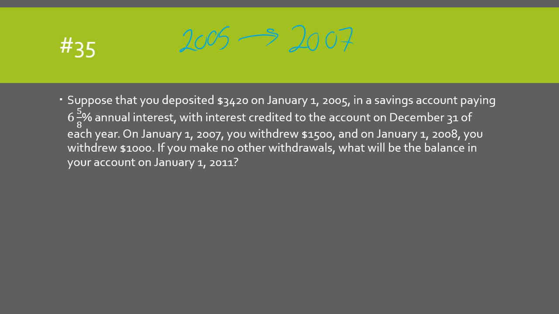So now we're going to use our compound formula. We take our principal and we multiply it by 1 plus the percentage, which would be 0.06625. And then we take it to the power of how many? So the first one would be 2. And after we calculate this, we would square this number first and then multiply by 3,420, and we get $3,888.16. We subtract out our $1,500 because that's how much we withdrew, giving us now $2,388.16.